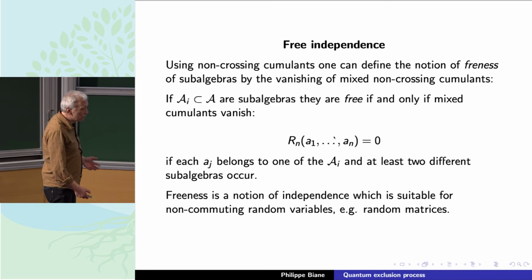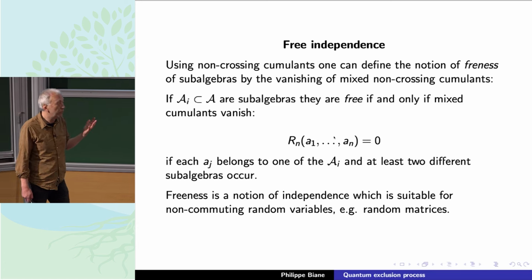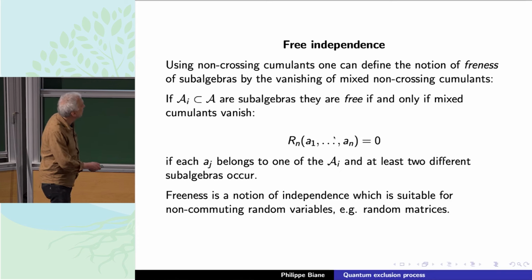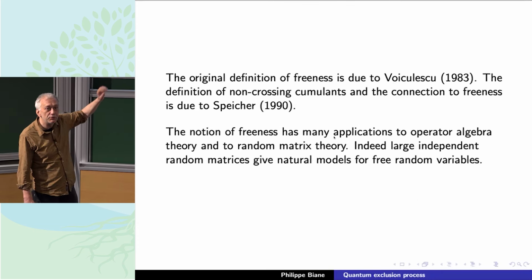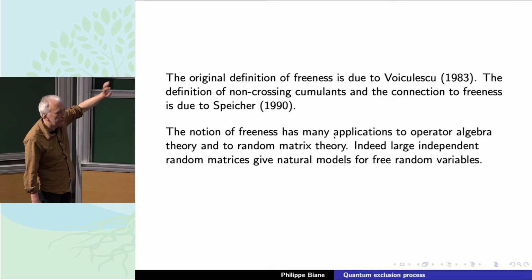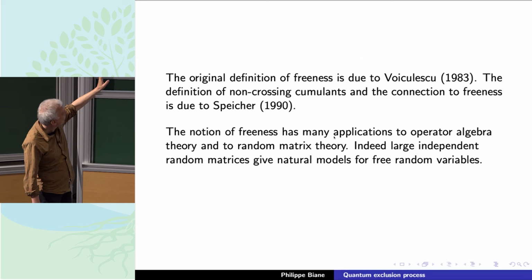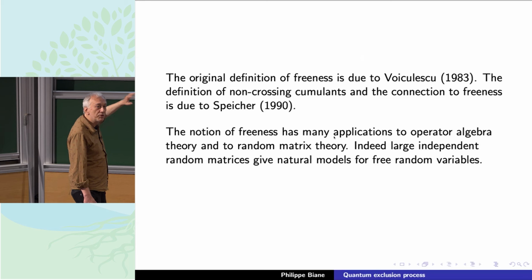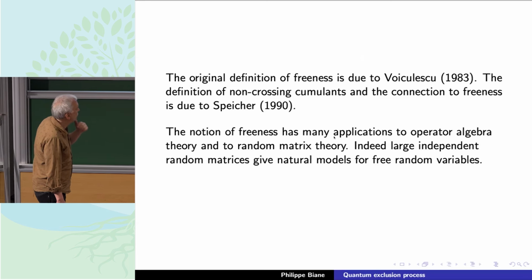Okay, so this is a notion of independence which is suitable for non-commutative random variables, and typical examples are random matrices. Actually, the original definition of freeness was not this one. It was another definition which was provided by Voiculescu around 1983. But then Speicher around 1990 developed the theory of free cumulants and showed that the original definition of Voiculescu is equivalent to the one that I showed you before.